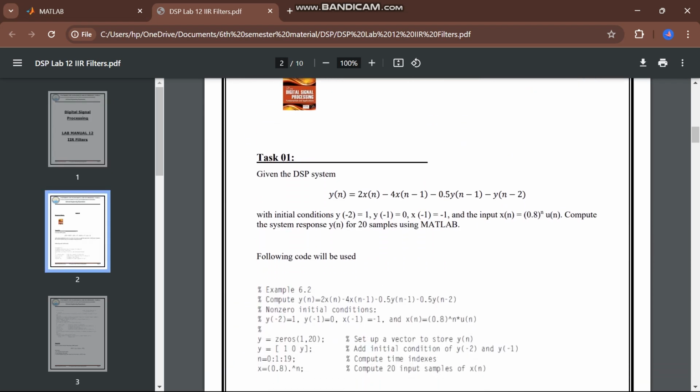For task 1, we are given a DSP system, and the difference equation of the system is also given, and the initial conditions of y[n] and x[n] are given. The input signal x[n] is equal to 0.8^n u[n]. We have to compute the system response y[n] for 20 samples using MATLAB.